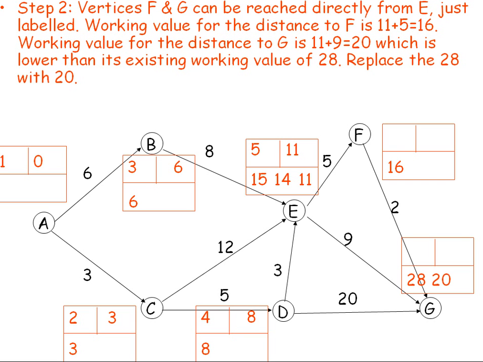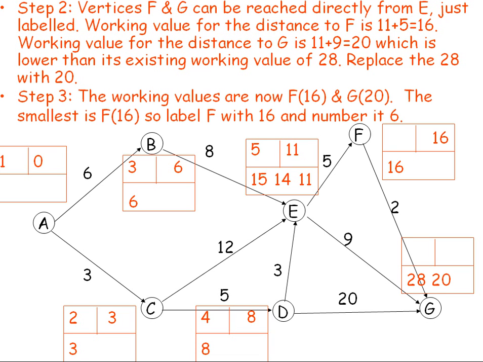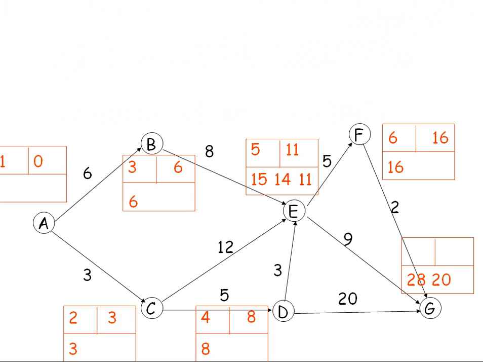Of the nodes that are not permanently labelled, which is the smallest working value? 16 at F. So F is permanently labelled 16, and that is the sixth node. Where can I go directly from F? G. So that's going to be my permanent 16 plus 2, which is 18, which is better than the current 20. So I'll put an 18 down as my working value.